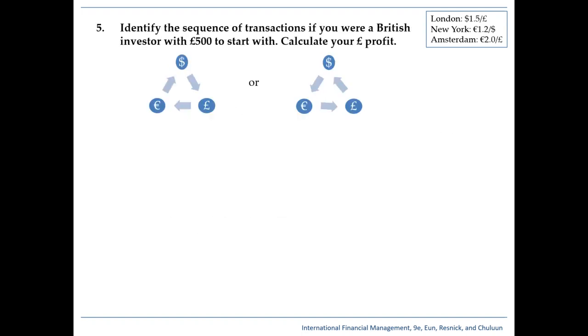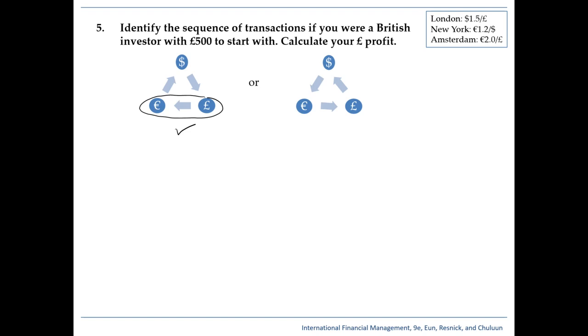So the final question is, what if you were a British investor with £500 to invest? How can you make money, and what's your profit? So remember, previously we identified that we want to go from pound to euro. So we said this is the correct direction of transactions. So that will always stay the same, regardless of whether you're an American investor, or German investor, or British investor. So for a triangular arbitrage opportunity to exist in this example, the direction of transactions always have to be this way. You go from dollar to pound to euros back to dollar.